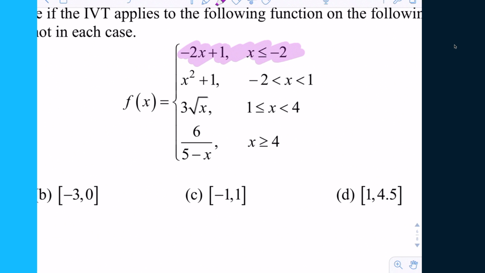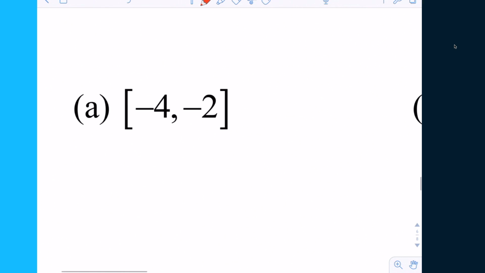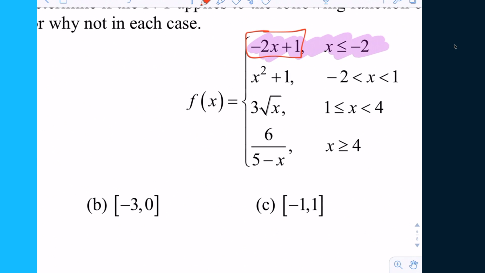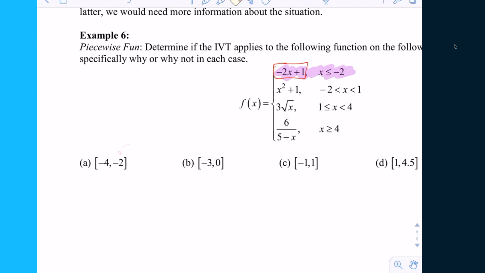Will the IVT apply then? Yes, because a line, which is what this piece is, is continuous everywhere, and so it will be continuous on the open interval, and it will be continuous at the right endpoint, which was really going to be the only problem. We know that it is because less than or equal to means the left-sided limit is equal to the function value by definition. So this one is yes. We'll just put a big Y for yes.